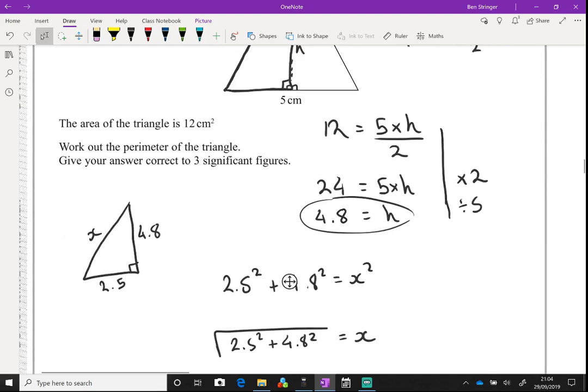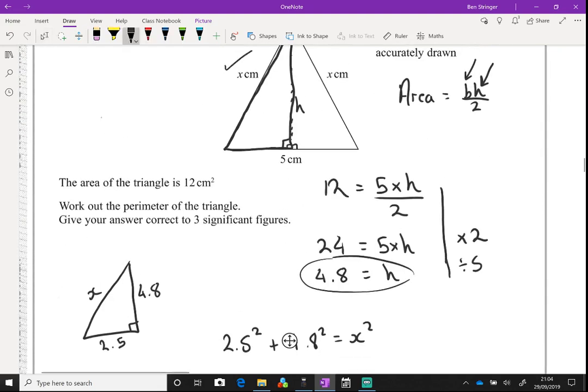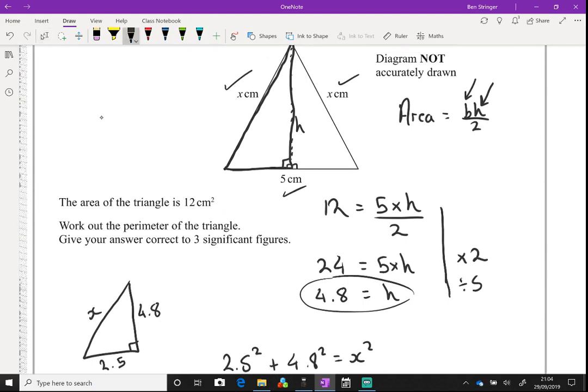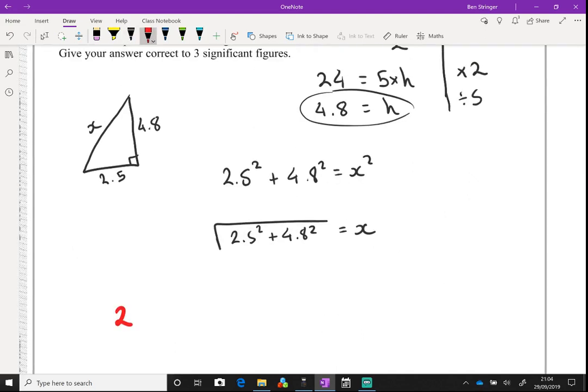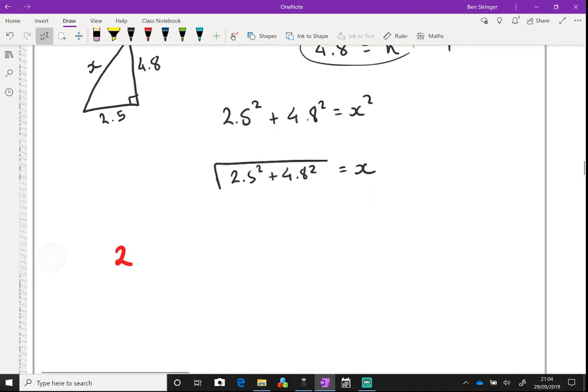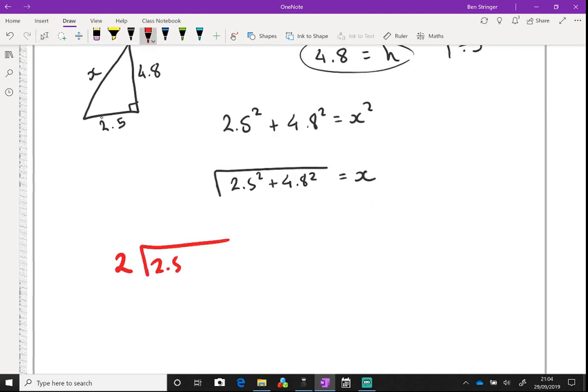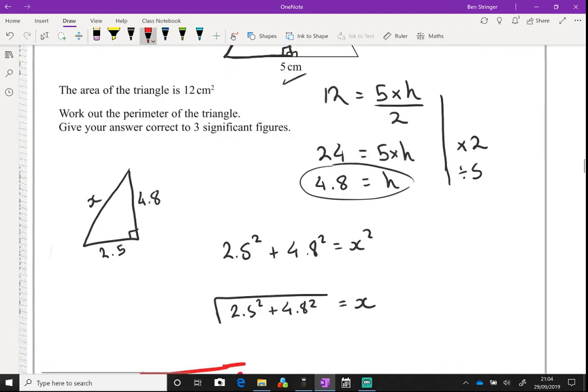So I've worked out x, which is this number here. We've got that one, and we've got the base. What does it want now? Work out the perimeter. It's just a simple case now of adding these 3 sides together. So I want 2 lots of x because there are 2 sides which are x. 2 lots of this thing. I need to add the last side. This is the perimeter.